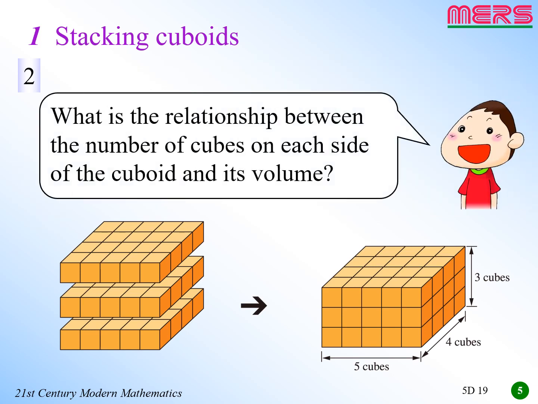What is the relationship between the number of cubes on each side of the cuboid and its volume? I will pause for a few seconds and you can think about it. The answer is the volume of the cuboid is equal to the product of the number of cubes in the 3 sides.